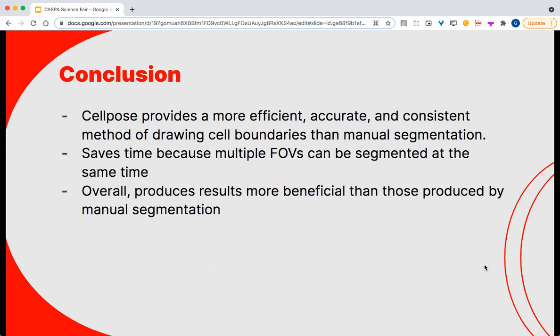So after my experiments, I deduced that CellPost provides a more efficient, accurate, and consistent method of drawing cell boundaries than manual segmentation. It also saves time because multiple fields of view can be segmented at the same time. And CellPost overall just produces results that are more beneficial and accurate than those produced by manual segmentation. And so CellPost at the end of the day is worth it to use and is very beneficial.